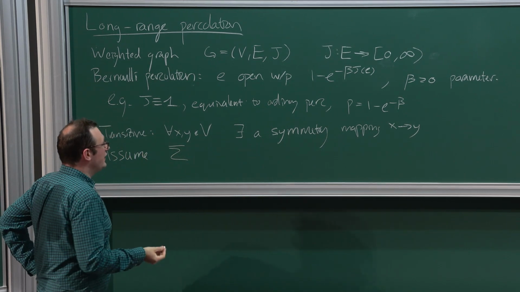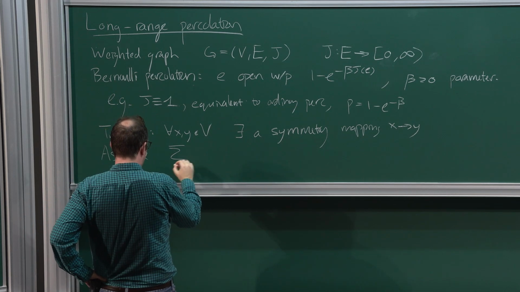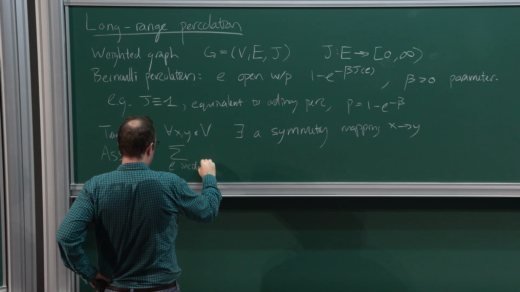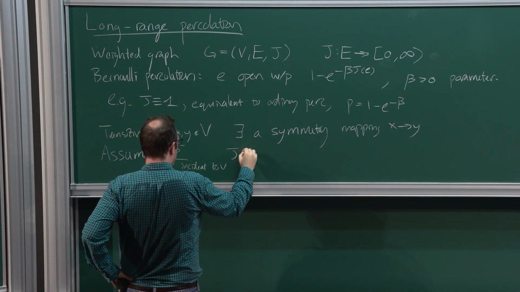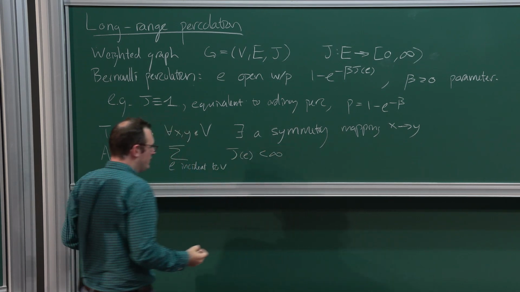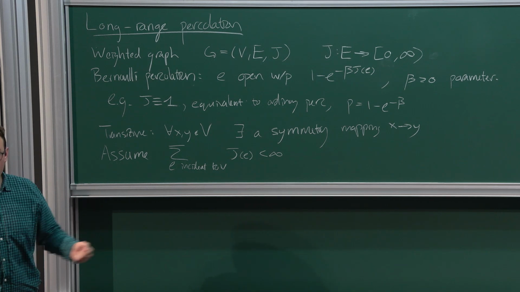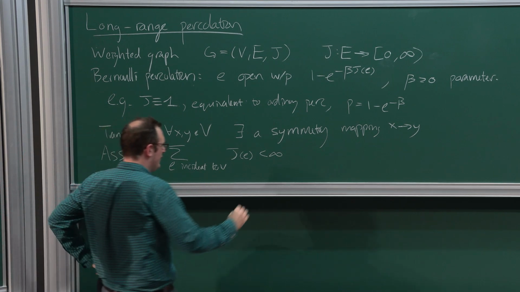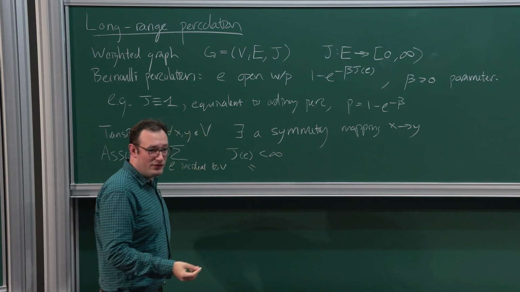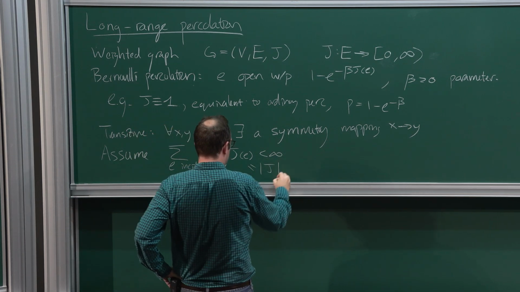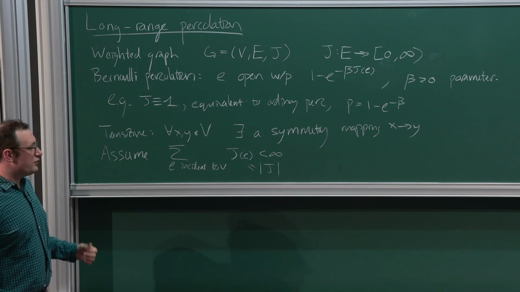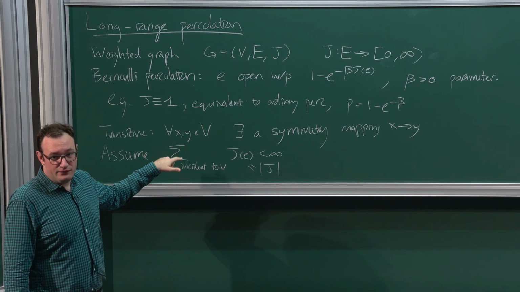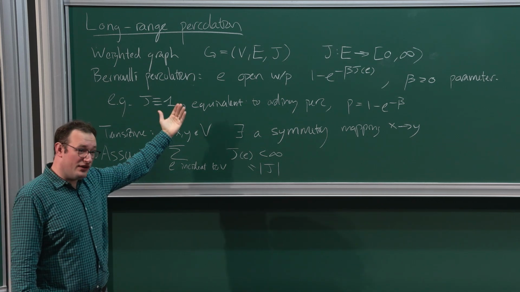And we'll always assume that if I look at any fixed vertex v and I sum over e incident to v, that this is finite. So in other words, the total weight of all edges emanating from a given vertex is finite. In the case that this is transitive, of course, these quantities are all the same, and I'll write them as j. And of course, this means the expected degree of each vertex is finite when I do percolation.